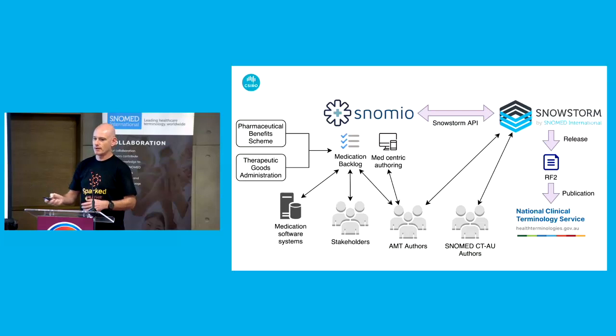Snomeo is made up of a back-end piece and a front-end piece, which talk to each other in terms of a generic medicines model, and then the back-end piece understands that it's trying to translate the AMT model into the Snowstorm API, into the terminology. And then the release process is all down through to our National Clinical Terminology Service, which is an Ontoserver instance. And our SNOMED authors will still obviously be using the authoring platform directly. That's the rough story.